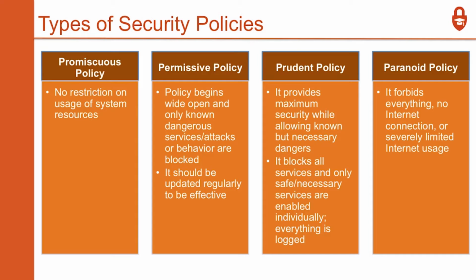And then a permissive policy begins wide open and only known or dangerous services, attacks, or behaviors are blocked. So as you identify things, like, hey, we're going to start off with this list of blocking, but for the most part, we're going to let people do what they want to do. And as they abuse it, as we identify things, we'll go ahead and start locking it down. So it should be updated regularly to be effective. So it's kind of a constant feedback loop. Hey, you know, these people keep going to this porn site and we keep getting malware from this porn site. So let's go ahead and start blocking the porn sites, right? That's kind of how a permissive policy works.